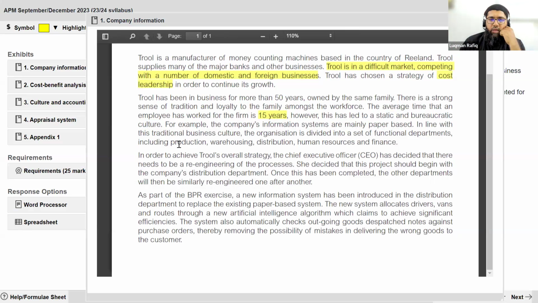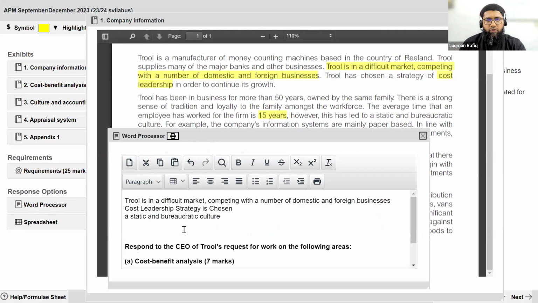Now, what next is there? It says, in order to achieve Trool's overall strategy, the chief executive has decided that there needs to be a re-engineering of the processes. She decided that this project should begin with the company's distribution department. So the re-engineering will start from the company's distribution department.